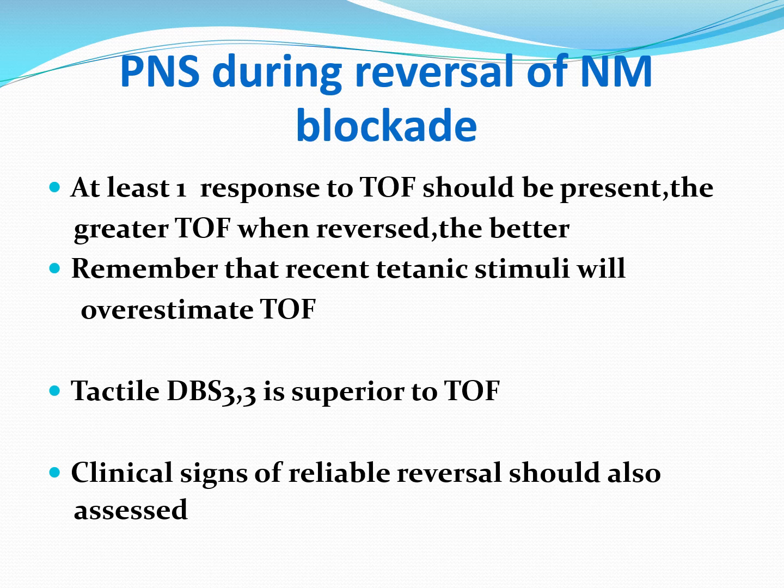Use of the peripheral nerve stimulator for reversal of muscle relaxants: at least one, or better, two or even three responses to train of four should be present. And of course, the greater the train of four when reversed, the better. But remember that recent tetanic stimulation can overestimate the train of four. Tactile double burst stimulation 3 and 3 is superior to train of four.